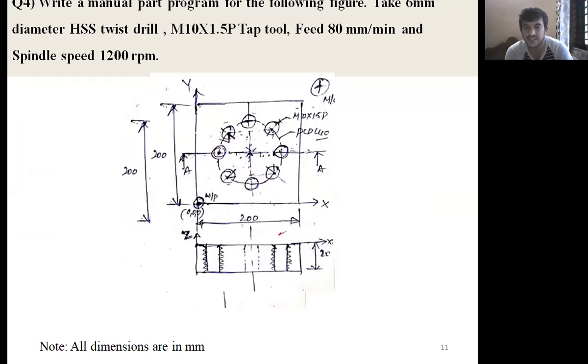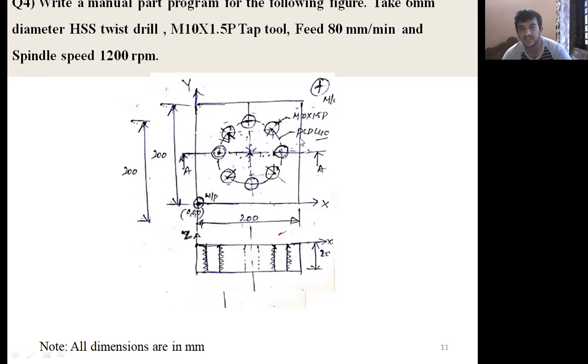Now you can see that one square block is there of how much? 200 into 200, 200 in x axis, 200 in y axis. Thickness is how much? 20 is there, right? So in the square block, you can see that 8 holes are there. What is the size of the hole here? M10 into 1.5 P, right? So it means it is a tapping. Metric 10 into 1.5 pitch of the thread.